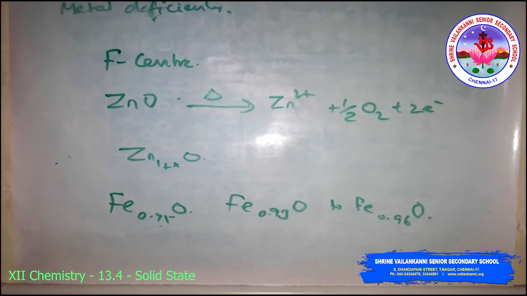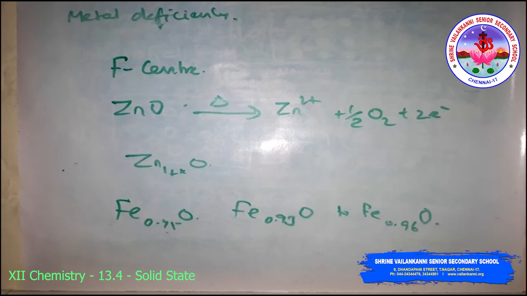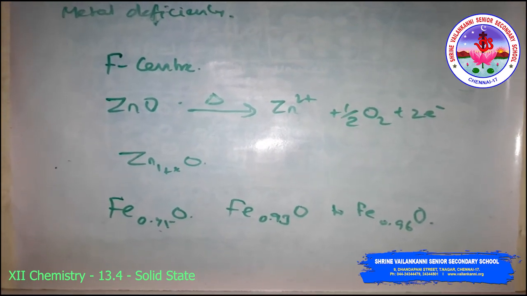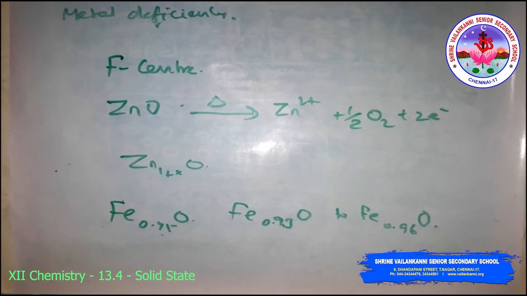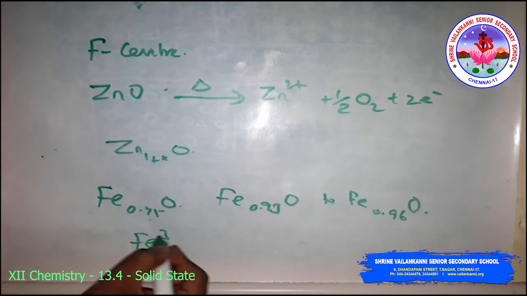So in the crystal of FeO, some of the Fe2 plus ions, that is ferrous cations, are missing, and the loss of positive charge is made up by the presence of the required number of Fe3 plus, that is ferric ions.